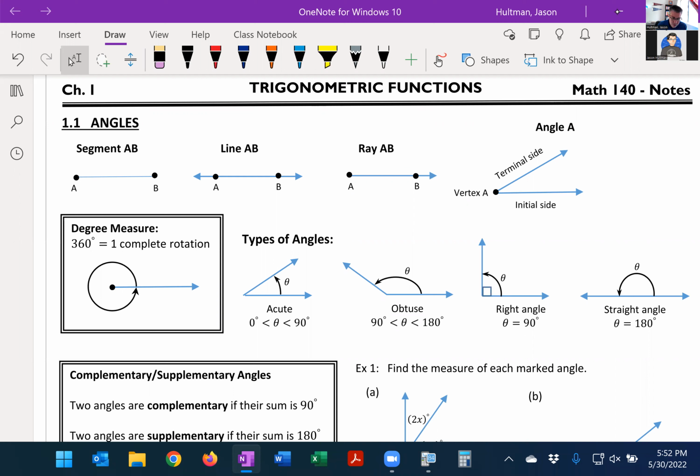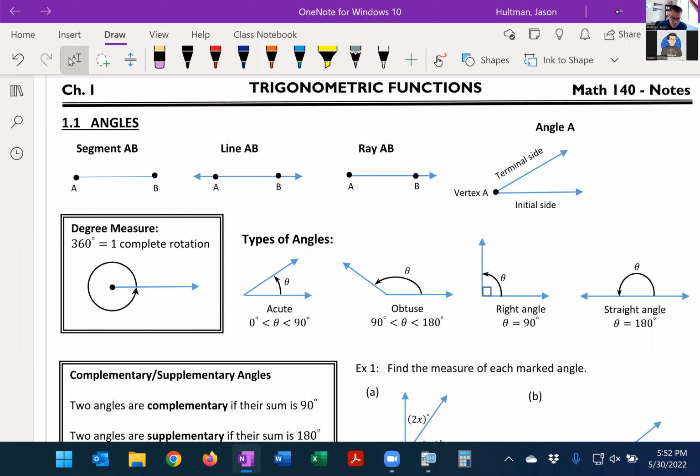So segment AB, that's a line segment, which is just a piece of a line. The whole line is line AB. We have a ray AB, and we usually call it AB instead of BA here because it's going from A through B, and A is the endpoint, and so rays only go one direction.